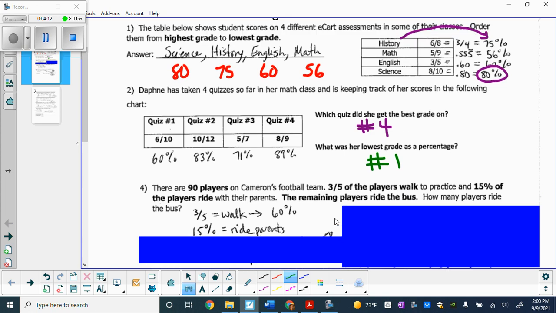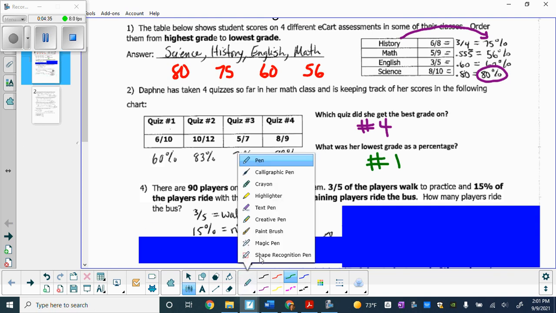All right, for the next one, there are 90 players on Cameron's football team. 3/5 of the players walk to practice, and 15% of them ride with their parents. The rest of the football players ride the bus. We want to know how many players ride the bus.